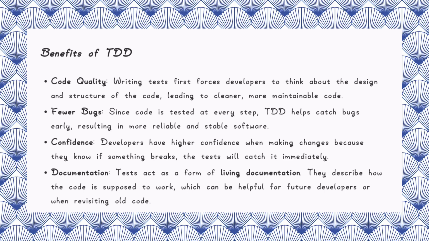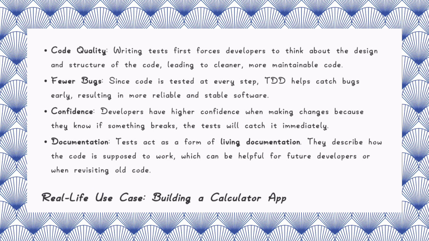Fewer bugs. Since code is tested at every step, TDD helps catch bugs early, resulting in more reliable and stable software. Confidence. Developers have higher confidence when making changes because they know if something breaks, the tests will catch it immediately. Documentation. Tests act as a form of living documentation. They describe how the code is supposed to work, which can be helpful for future developers or when revisiting old code.